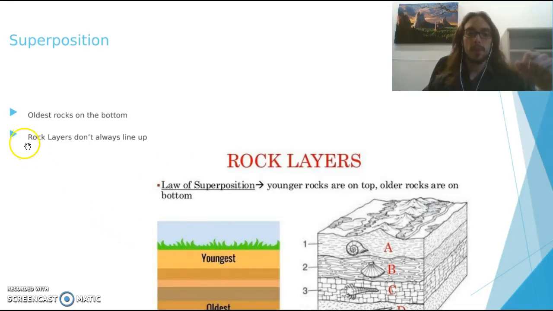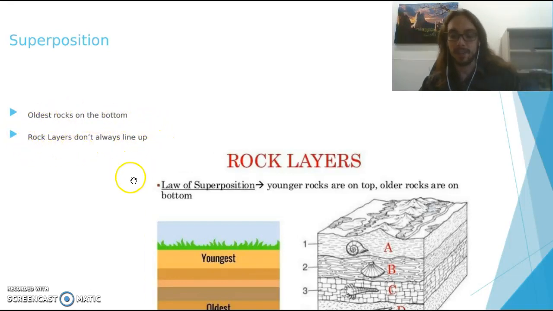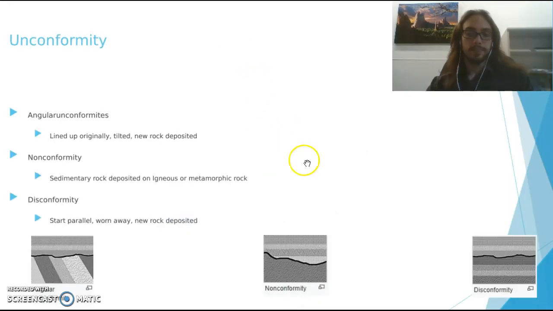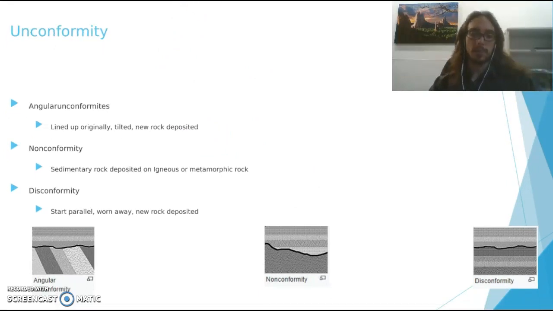I talked about unconformities. That's me saying rock layers don't always line up. It's just a scientific term for that. So in this section here, D is going to be the oldest rock layer, A is going to be the youngest. Here we're going to talk about unconformities. This is where it kind of screws up that law of superposition.